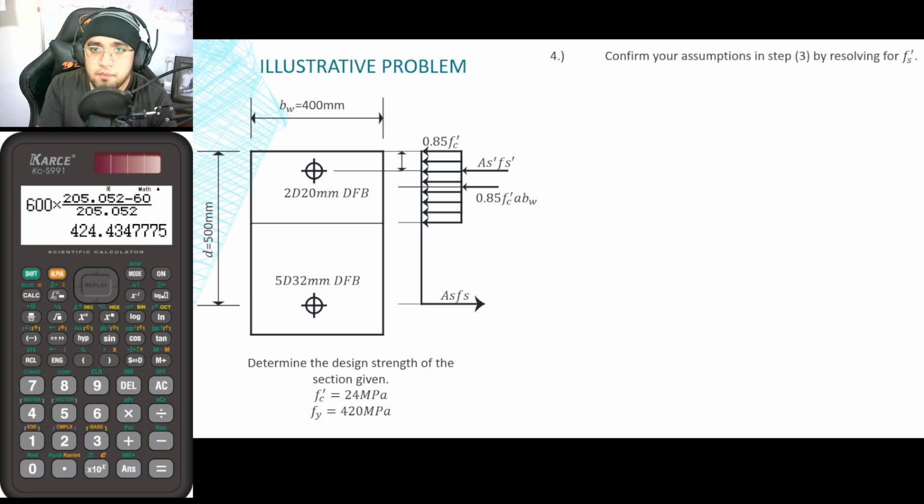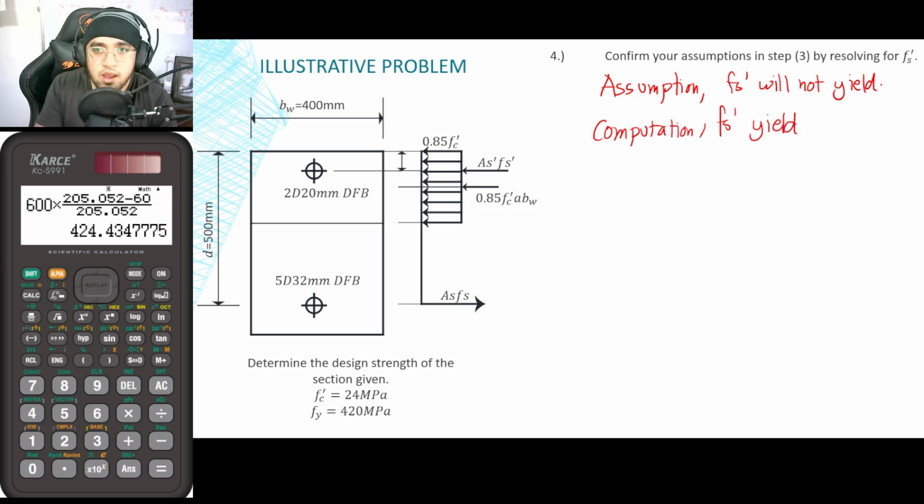Because for step 4, we would now be confirming our assumption in step 3. So initially our assumption, Fs prime will not yield, but according to our computation, Fs prime yielded. So meaning guys, wrong assumption. So meaning guys, we will be recomputing for it.